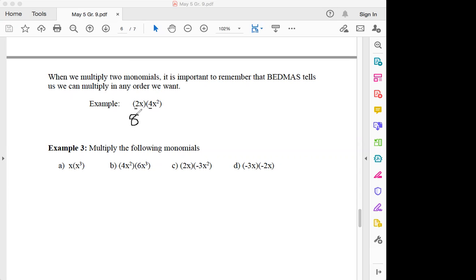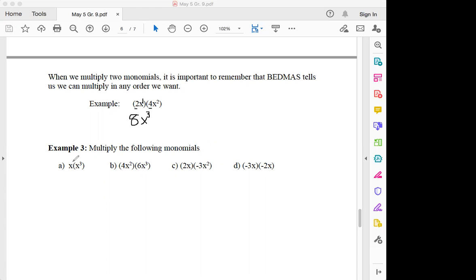And then you're going to put your variable. If there's nothing on top of the x, that means it's automatically a 1. Okay, so when there's nothing there, assume there's a 1. So then what you're going to do is you add the exponent. So you do 1 plus 2, so it'll be 8x to the exponent 3.